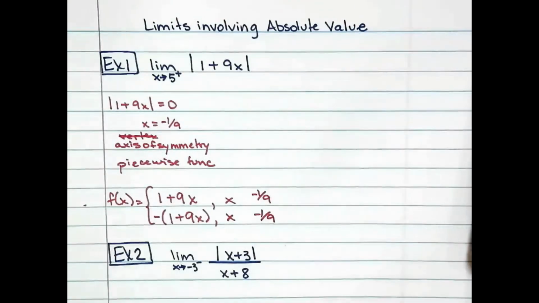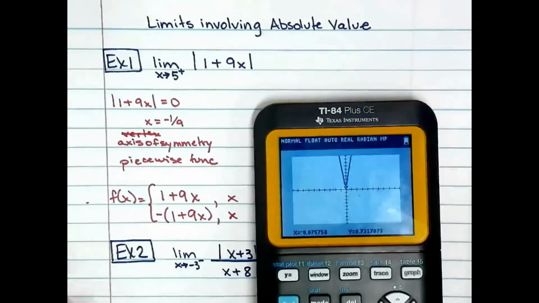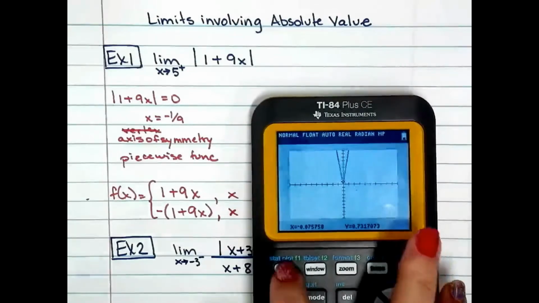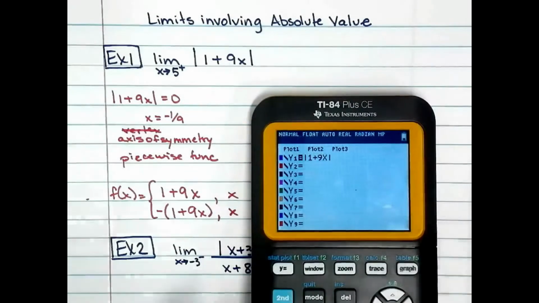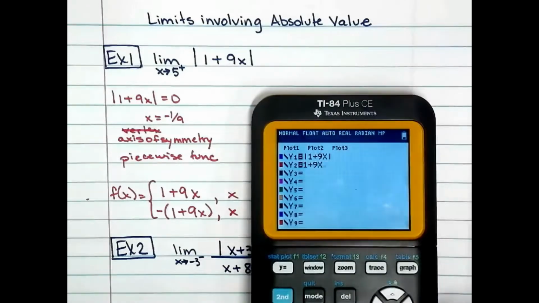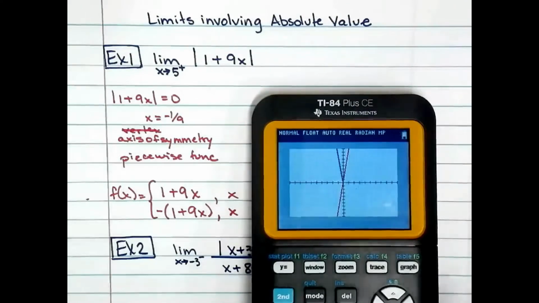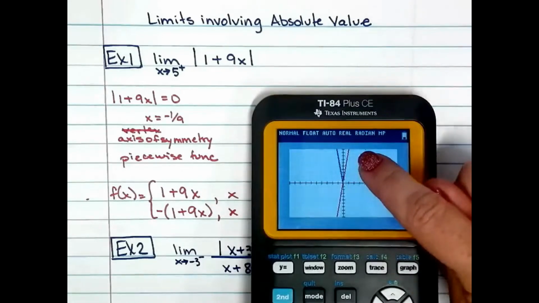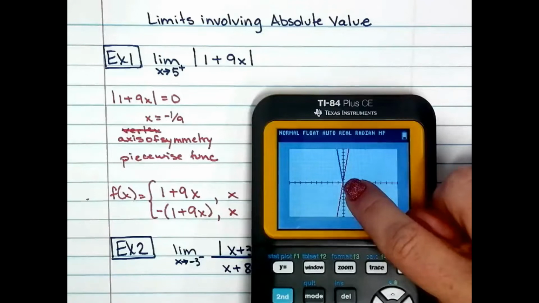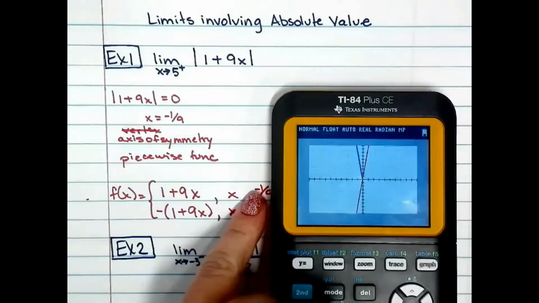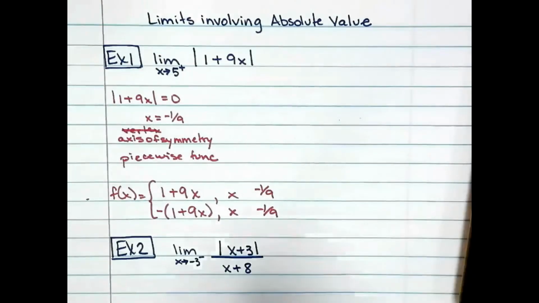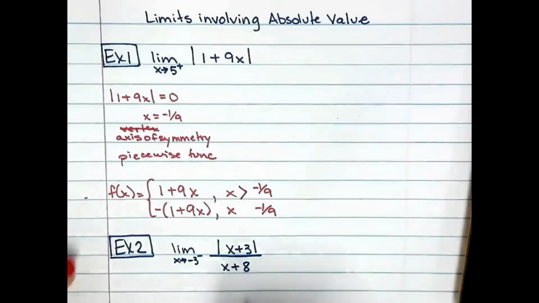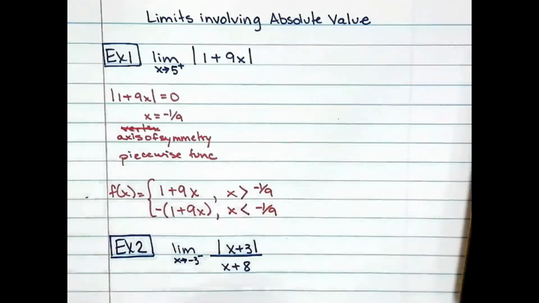Okay, let's go back to my calculator. I'll go ahead and graph so you know what I'm talking about. So 1 plus 9x, and that one will graph in red. When you graph that function, that is the positive leg of that absolute value function. So I will definitely use this one when x is greater than negative 1 over 9. And the other one just leaves me with the less than.